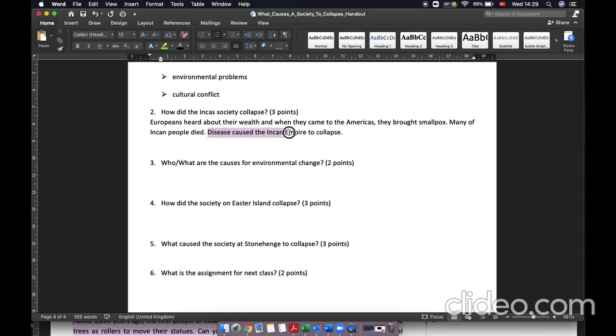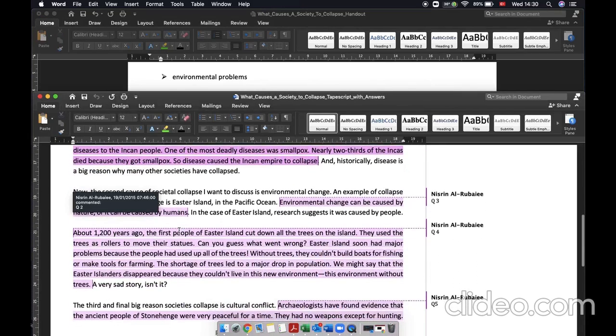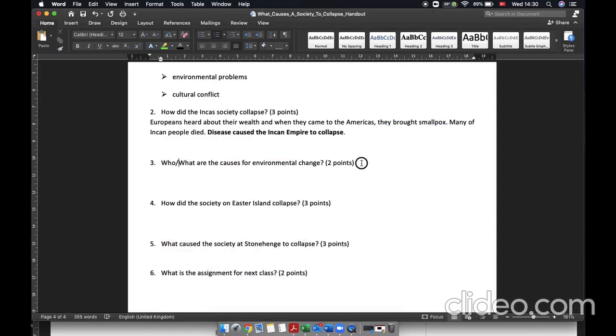So this is the shortest form of this answer. And who or what are the causes for environmental change? Let's see here. Okay, an example of collapse due to environmental change is Easter Island in the Pacific Ocean. Environmental change can be caused by nature or it can be caused by humans. So here, the answer for this third question is it can be caused by nature or by humans.